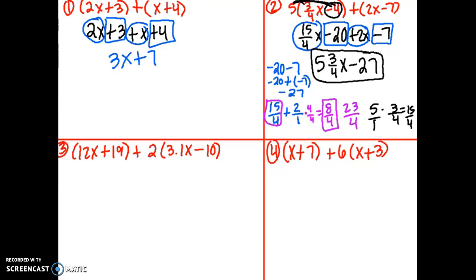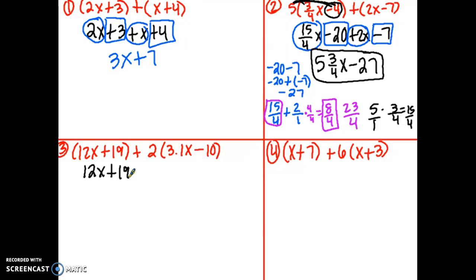Number 3, my first expression is 2x plus 19, and I'm adding 2 times 3 1/10 x minus 10. So my first expression, there's nothing outside this parentheses, so nothing inside the parentheses is changing. I'm just going to write it down. 2x plus 19.